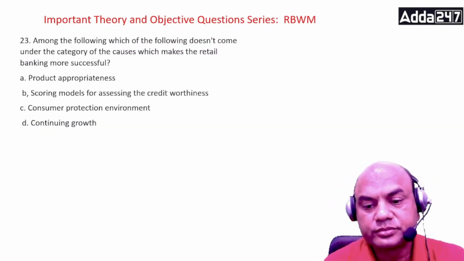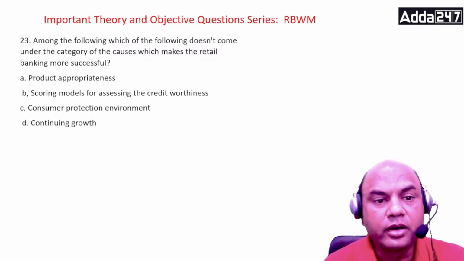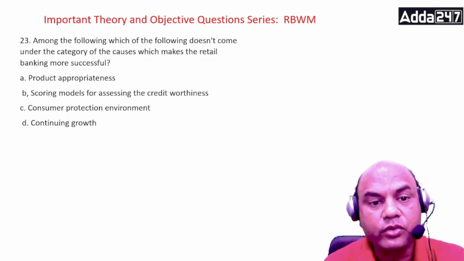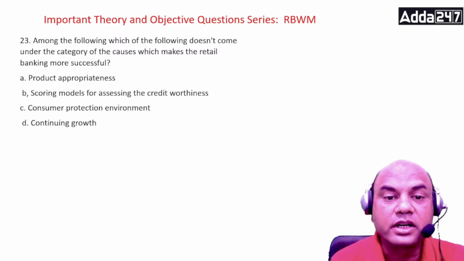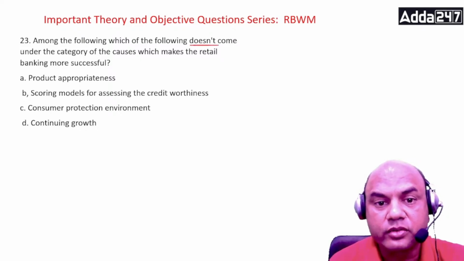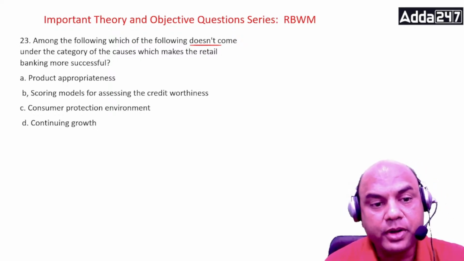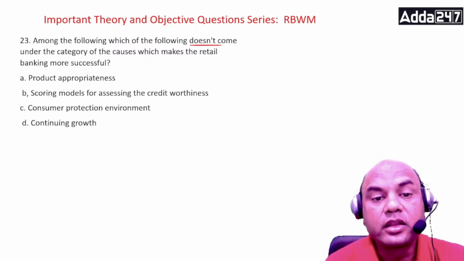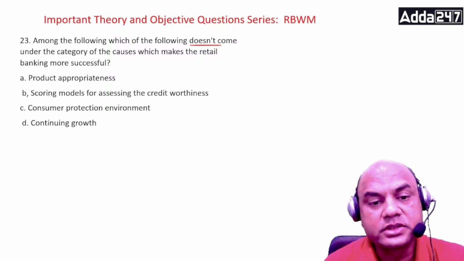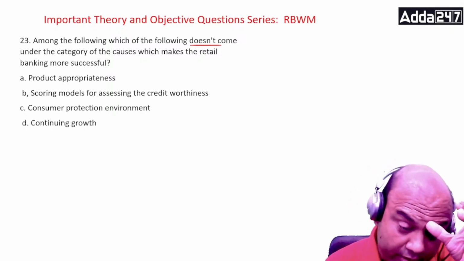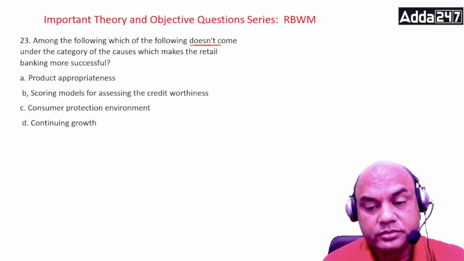Among the following, which of the following doesn't come under the category of causes which make retail banking more successful? Again, negative question, doesn't come. Look at this, you have to focus on the question, okay? Doesn't come, negative. Success of retail banking: product appropriateness, scoring models for assessing creditworthiness, consumer protection environment, and continuous growth. Now, doesn't come under the category for this growth of retail banking. So for this, what can be the answer? Growth or success of retail banking, it doesn't come.